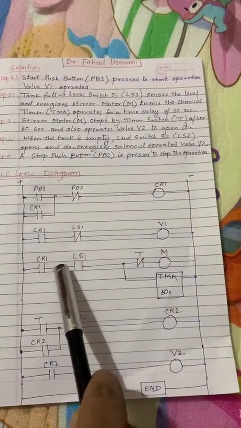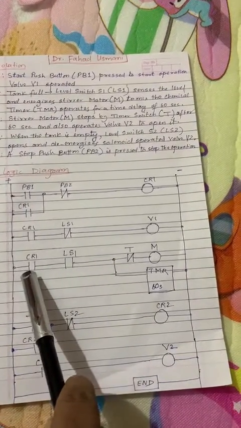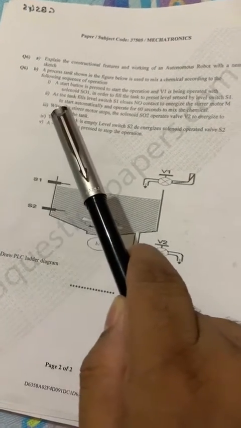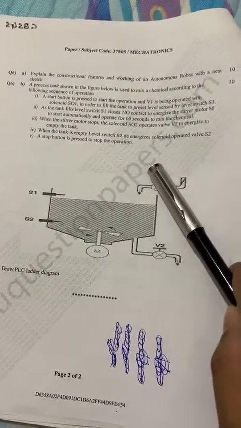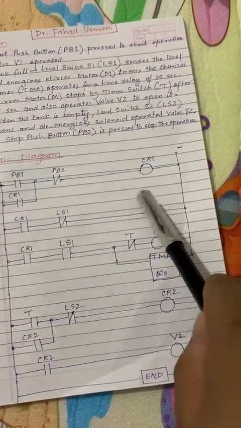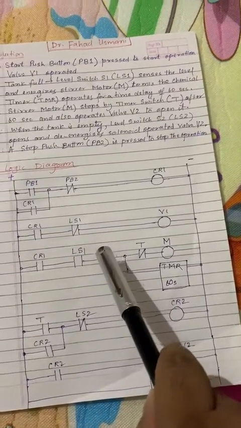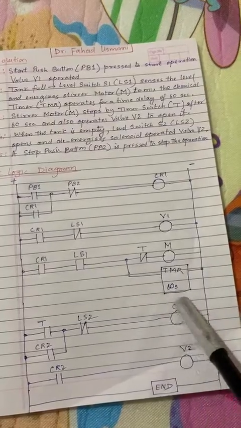Now after this, you see here this connection. Through this, when the level of the chemical comes here, the S1 switch is activated. Now what we had was, V1 should close and the motor should start. So now you see this is opened, so V1 will stop, and this is closed, so the current will flow from here. And there is a timer attached to this. Why?